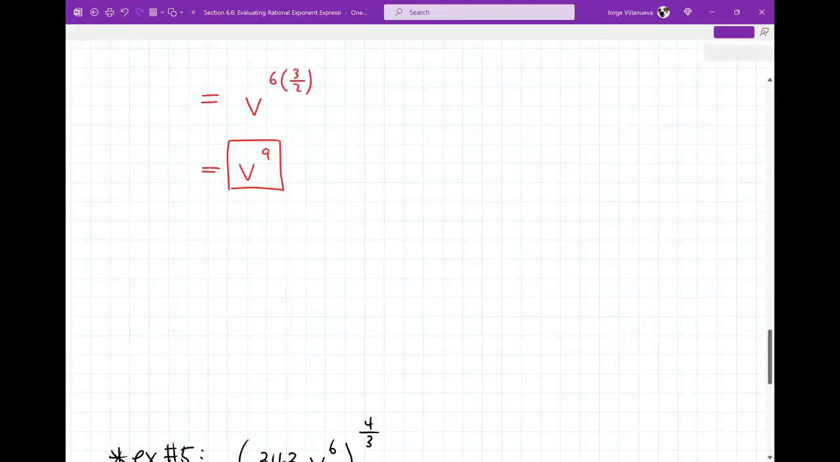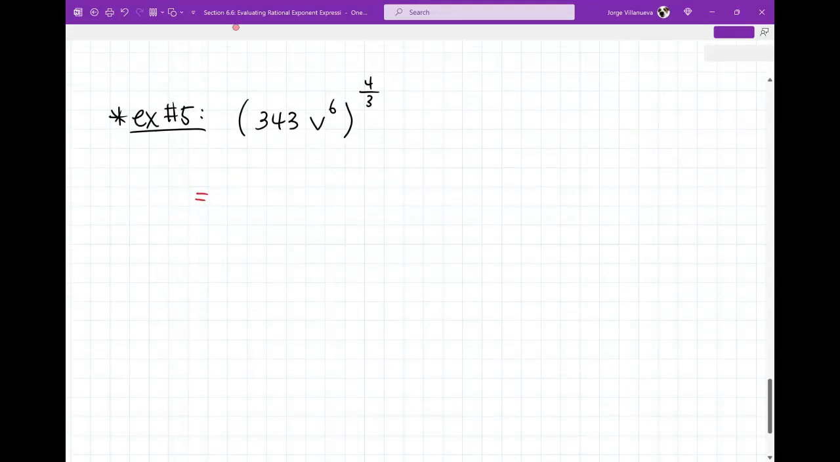So, that means I can rewrite this 343 to the 4/3 and v to the 6th to the 4/3. Now the left side, 343 to the 4/3, you can just type that into your calculator and it should give you an answer. Okay? We'll work it out by hand, of course, right? Do as much as we can by hand just in case. But you can just type that in. Now v to the 6 to the 4/3, I can't punch that in here, but let me rewrite this, okay?